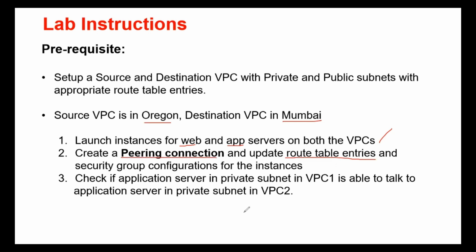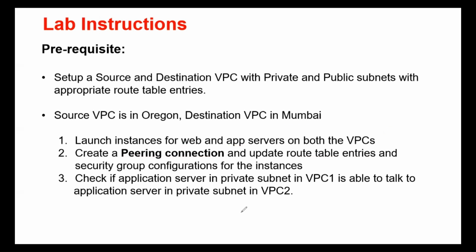Then as a third step, once the required peering connection configuration has been set up, the route table configurations have been updated and the security groups configured appropriately for the instances, we are going to test the communication of the application server running in a private subnet in VPC1, and whether it is able to reach the application server running inside a private subnet in VPC2.